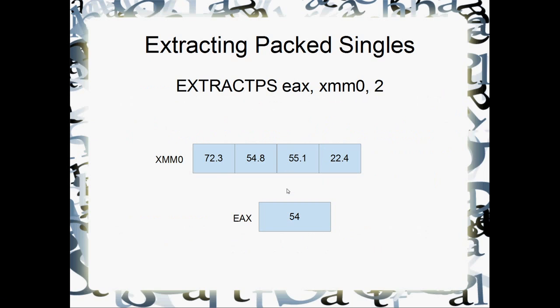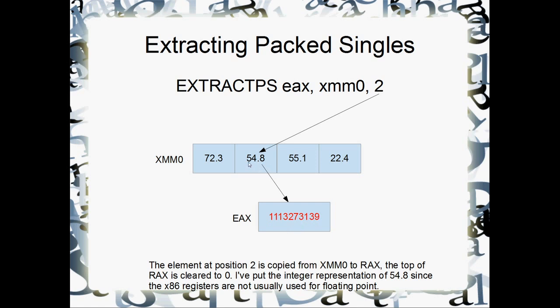Alright, so this is really simple actually. The element number specified by the immediate 8 operand gets copied from the second operand into that x86 register that you specify as the first operand. So extract PS, EAX, XMM0, and 2 is going to do exactly that. It's going to copy 54.8 into EAX. I've actually drawn 54.8 out as a number, because EAX isn't a floating point register. But that bit pattern just there for 54.8 is going to be copied into EAX. That is to say that it's not going to be casted or anything like that.